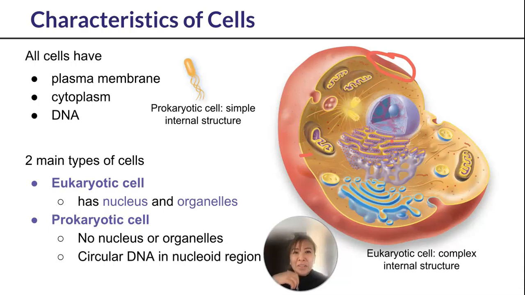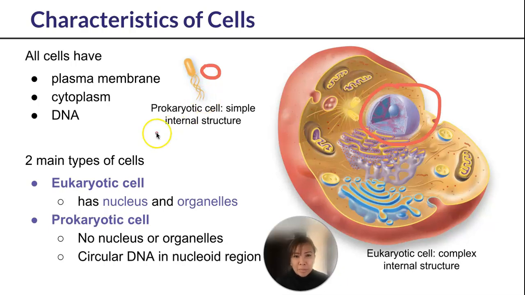And then lastly, all cells have DNA. In a eukaryotic cell, the DNA is enclosed in an internal structure which we call the nucleus, and we'll look at that in a little more detail later. In prokaryotic cells, they also have DNA, but their DNA is not in a nucleus. It's not in an internal structure. Their DNA tends to be free form and circular. A lot of times we'll call their DNA a plasmid, but it's still DNA.